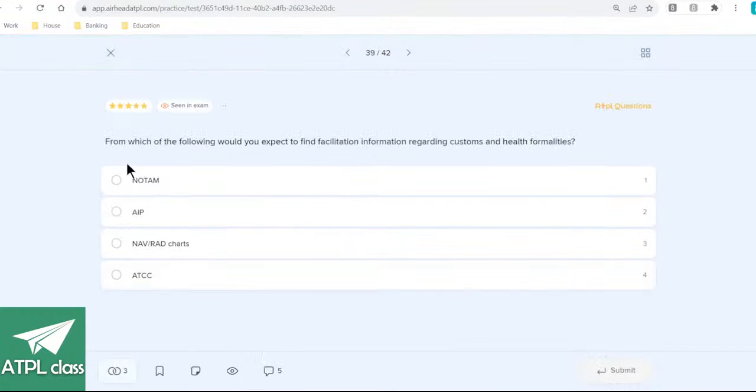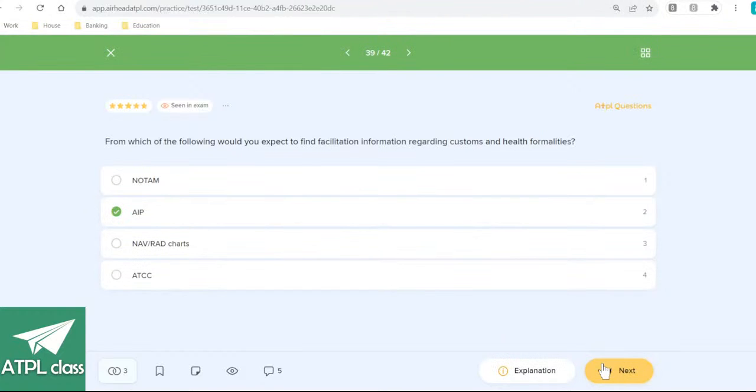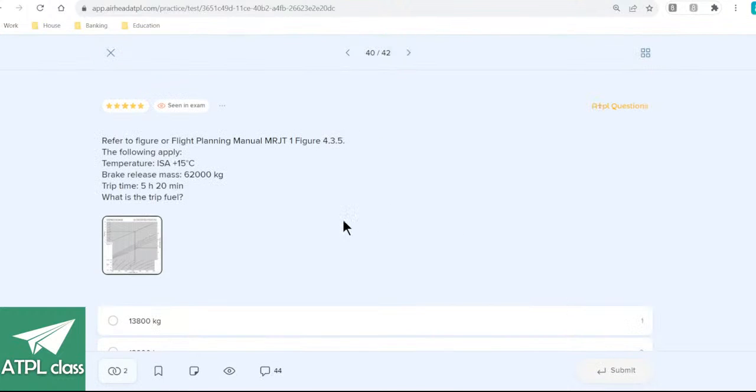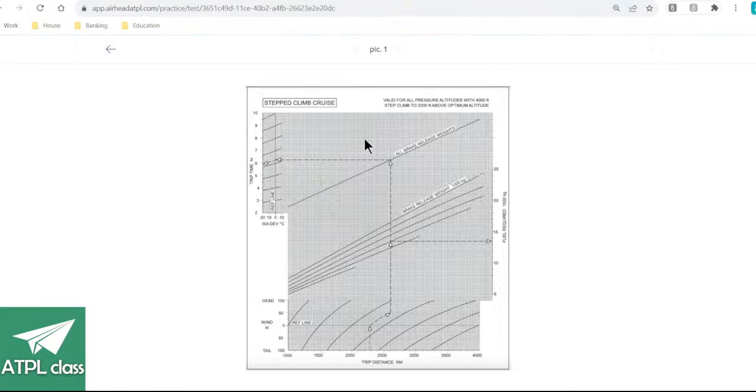God damn. Which of the following would you expect to find facilitation information regarding customs and health formalities? Not going to be NOTAM'd. It's not going to be air traffic control or charts. It's going to be the AIP. That's the big document with all the info in it.